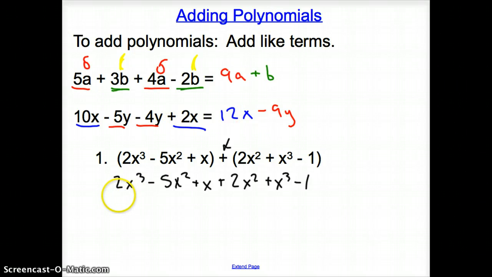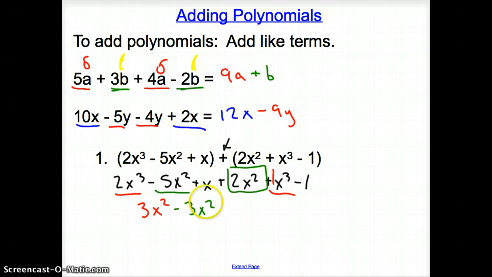So here is x cubed. Do I have any other x cubes? Yes, I do. I have an x cubed right there. How many do I have? I only have 1, so it's 3x cubed. Moving on to the next one. I have a negative 5x squared. Do I have an x squared? I have some more x squareds right there, so it's minus 3x squared.